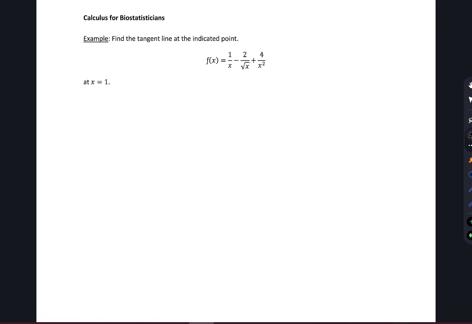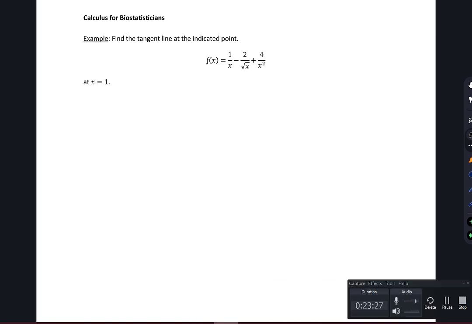So here we're going to find the tangent line at the indicated point. This is very similar to problems that we've seen in the past. Remember that the derivative evaluated at a point can tell us what the slope of the tangent line is at that particular point. Here we're going to use some of the rules that we've seen to help us find this derivative, and then that's going to help us find the tangent line at that indicated point.